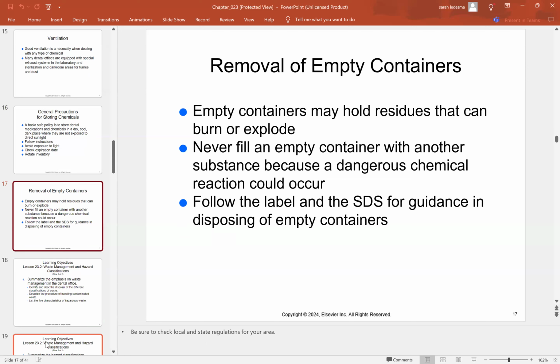Removal of empty containers. Empty containers may hold residues that can burn or explode. Never fill an empty container with another substance because a dangerous chemical reaction could occur. Follow the label and the SDS for guidance in disposing of empty containers.